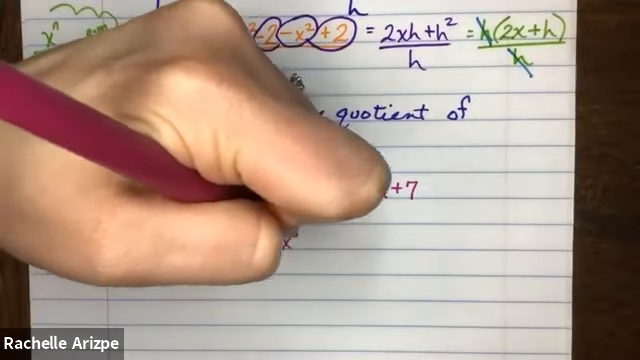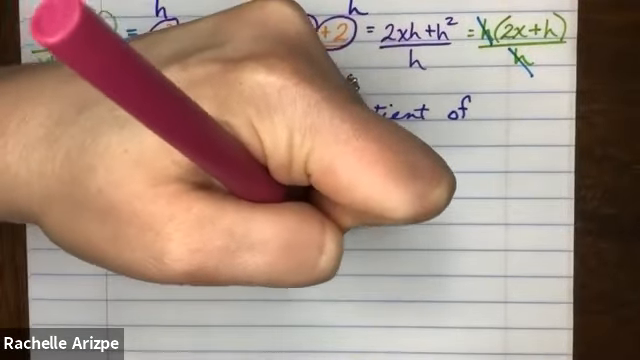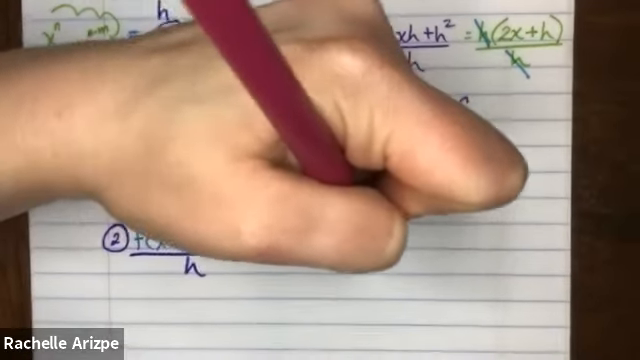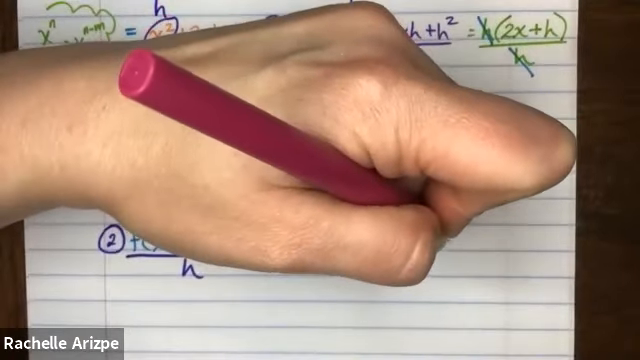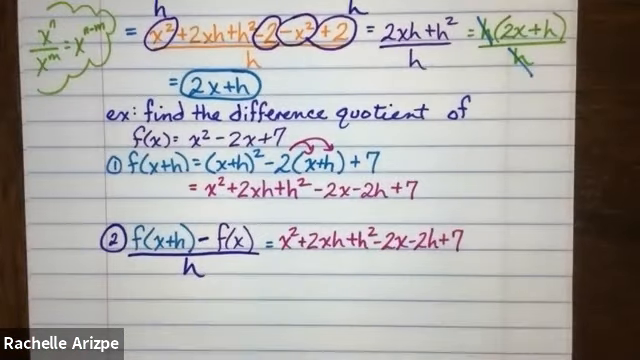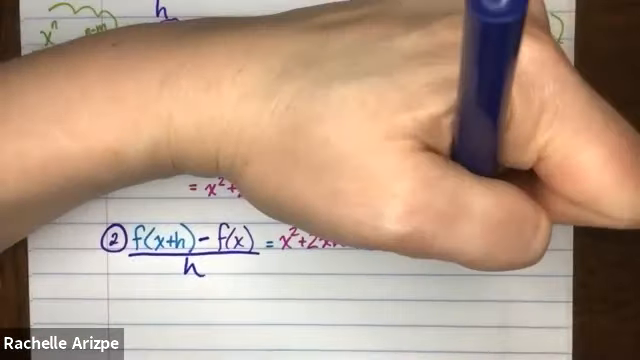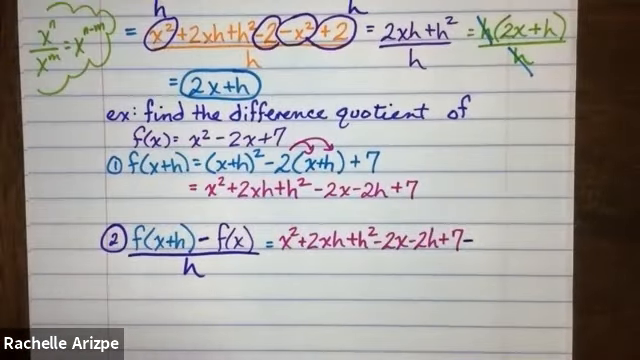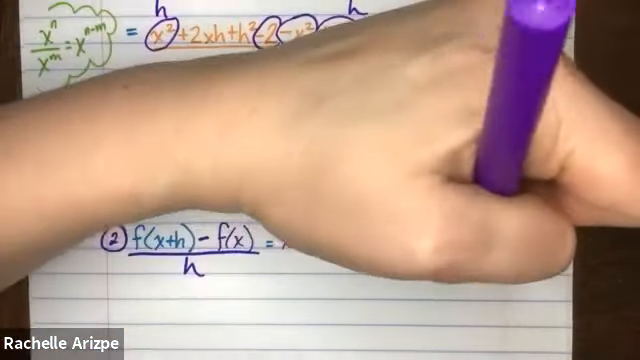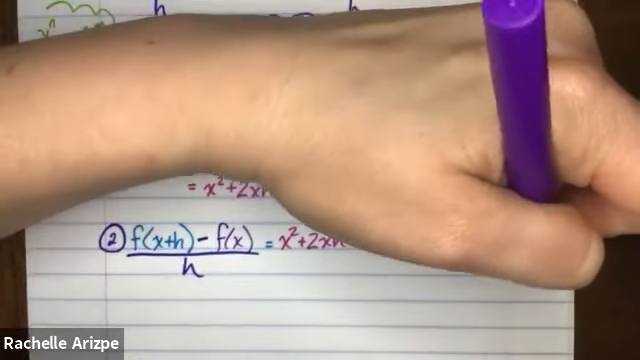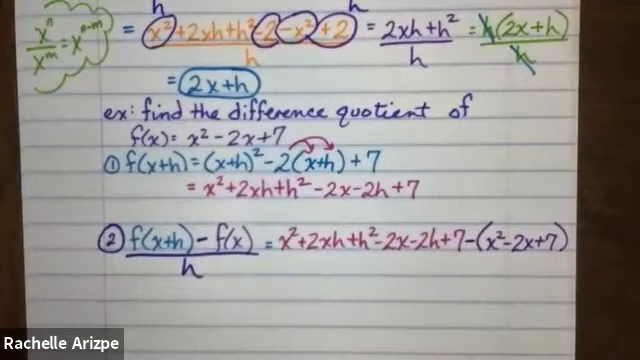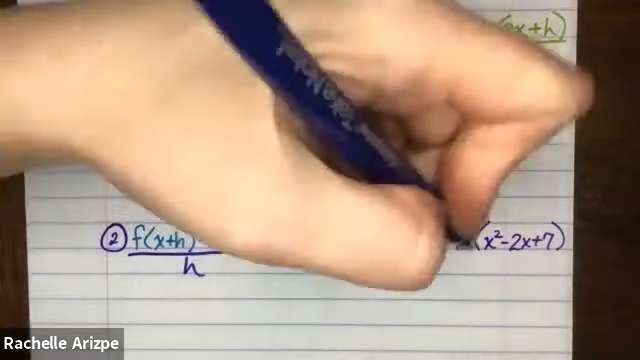I have x squared plus 2xh plus h squared minus 2x minus 2h plus 7 minus, and remember we put parentheses around this f of x because we want to make sure that that negative is distributed to every term in f of x. So I have x squared minus 2x plus 7. And again, that is all over h.